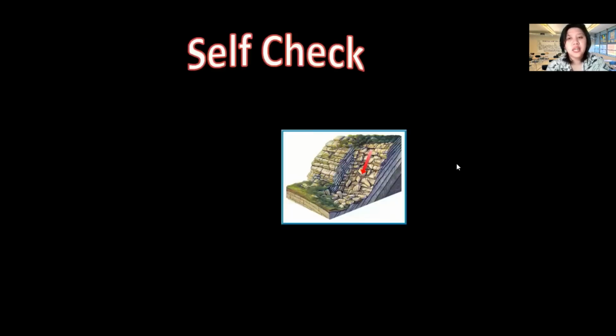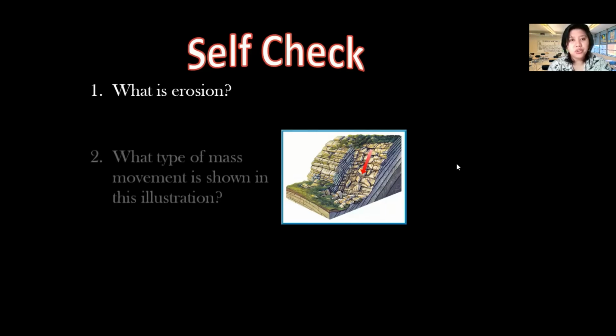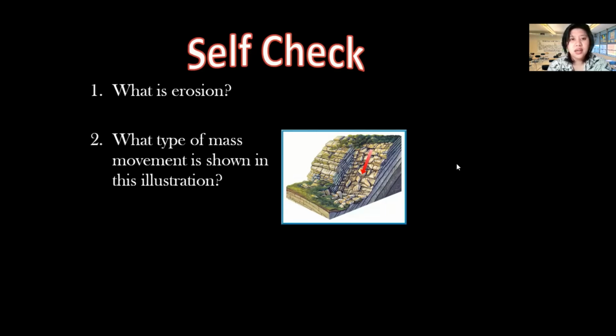So for today, this is our self check. You're going to write down what is erosion if you haven't done this, and you're going to have to also identify what kind of mass movement is shown in the illustration and what the five agents of erosion are. If you have done all of these things, this is going to be the self check for cohort B and for cohort A who haven't done this part yet.